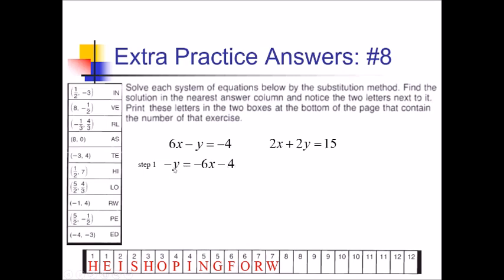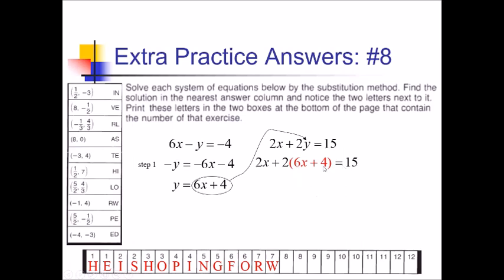And on the left side now, all that's left is a negative y. For my next step, I'm going to multiply or divide, either way, all of this equation by negative 1. So that'll give me positive y, positive 6x, and positive 4 if I divide all those by negative 1. Now that I have y truly by itself, I can go ahead and replace this y with 6x plus 4 over here in this second equation. So this will be 2x plus 2 parentheses 6x plus 4 equals 15.